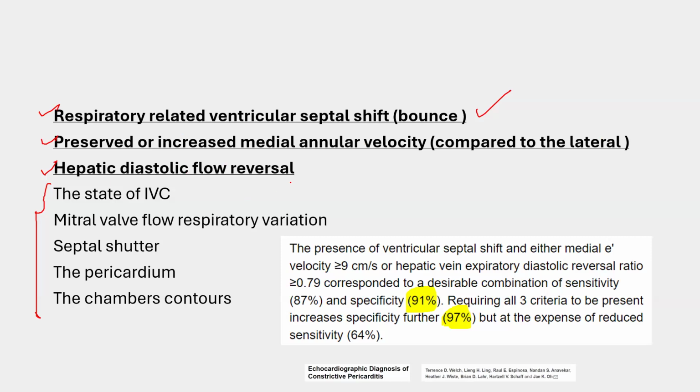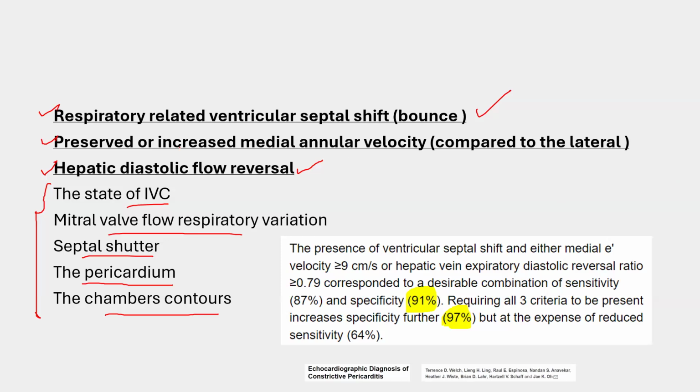And the hepatic diastolic flow reversal. These are the three. Now also we have plethoric IVC, mitral respiratory flow variation, septal shudder, we might see a thick and calcified pericardium, we might see constricted chambers morphologically, but these are less important signs. The three most important for constriction you should always be looking for are septal bounce, medial E prime velocity, hepatic diastolic flow reversal.